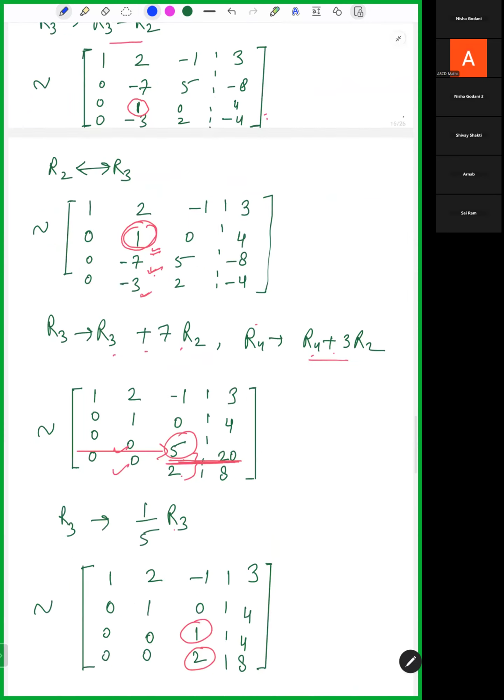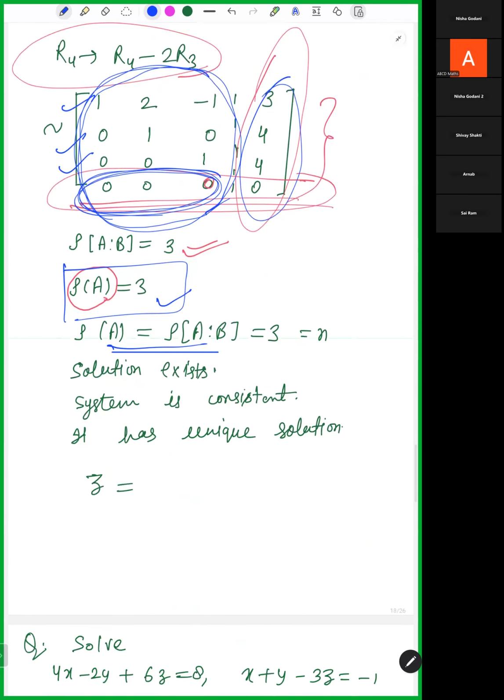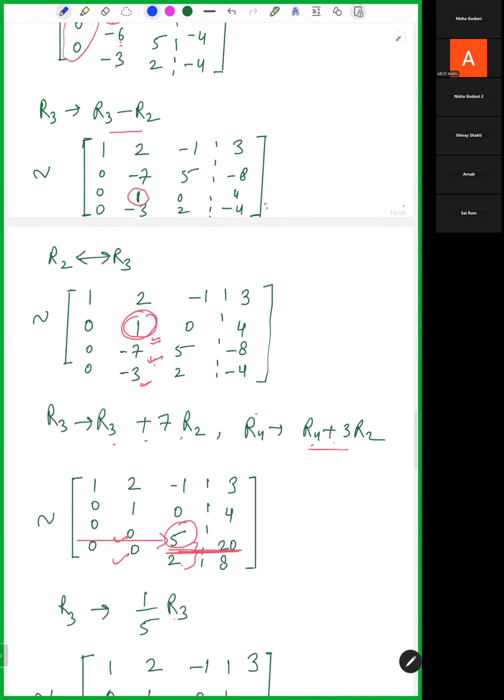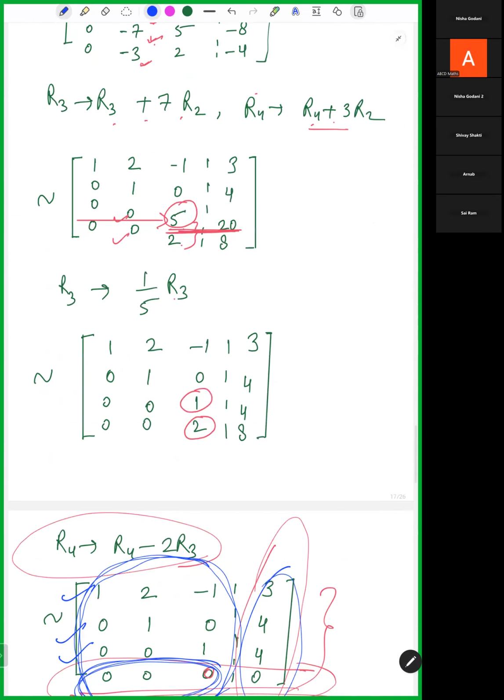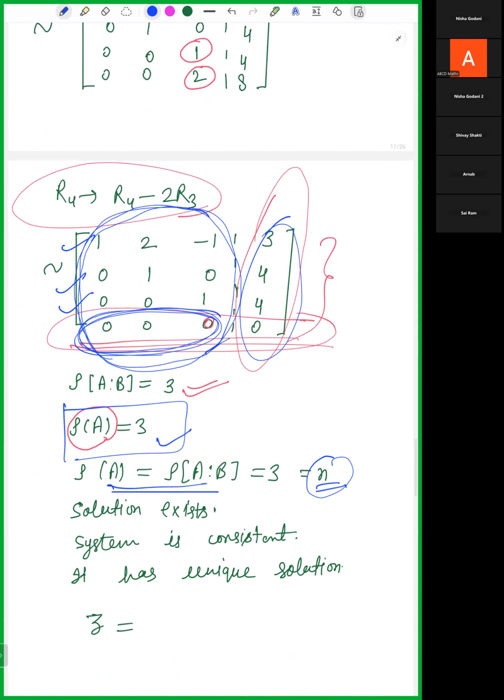You can see here the ranks are the same, equal to 3, and equal to n, the number of unknowns. How many unknowns are there in the system? You can see from this question there are 3 unknowns x, y, z. So your n is 3. So the ranks are the same and equal to the number of unknowns. This means the solution is unique. So there will be a unique value of x, y, and z that will satisfy the given system of equations.